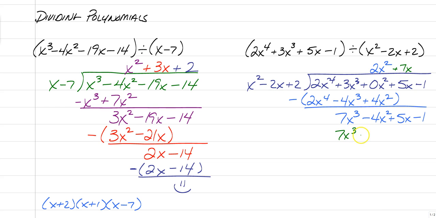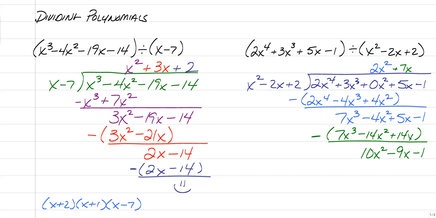7x times a negative 2x is a negative 14x squared. And 7x times 2 is a positive 14x. We are going to subtract those again. So those guys are going to cancel. Negative 4 minus a negative 14 turns into 10x squared. And 5 minus 14 is going to end up giving you a negative 9x and then minus 1.